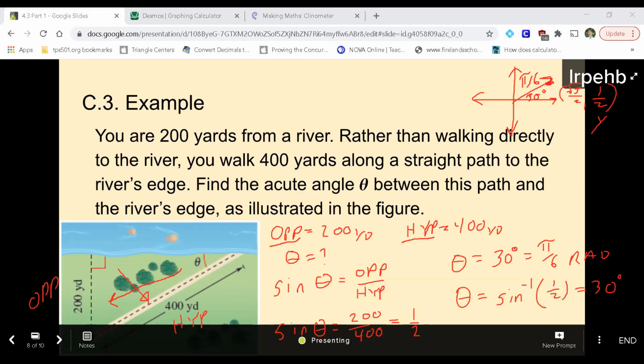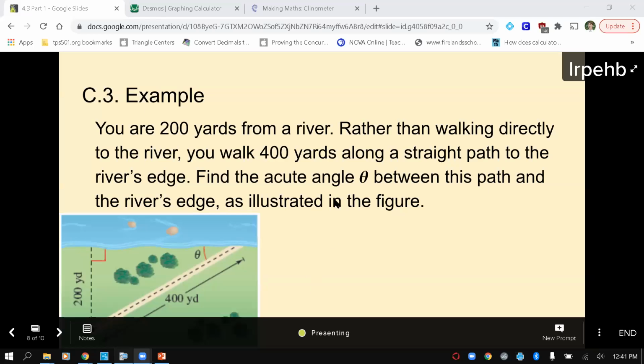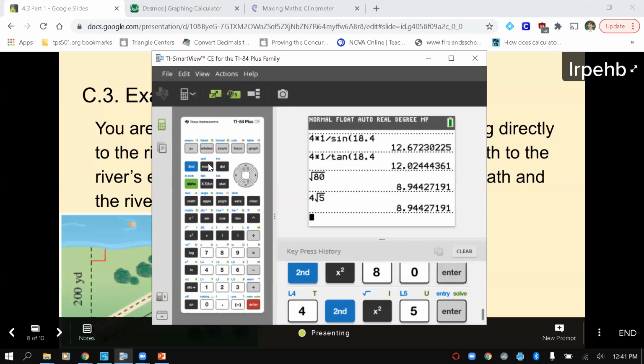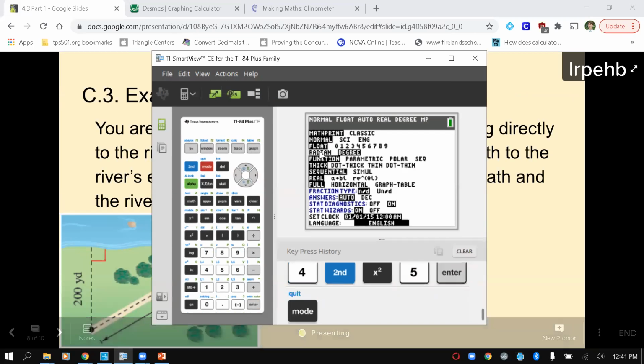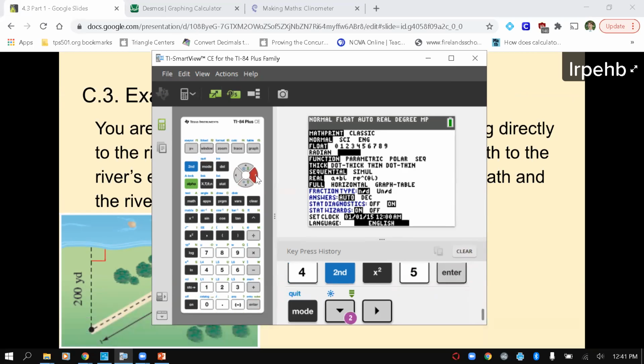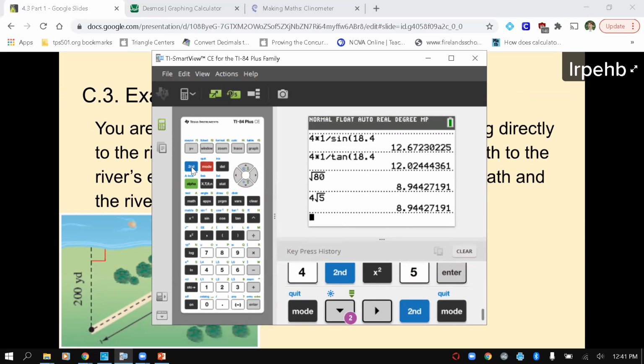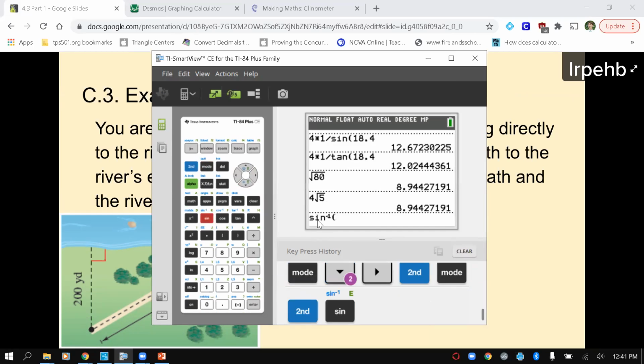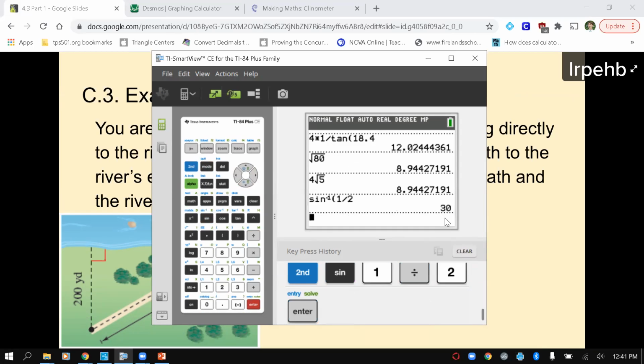Okay. Clear this. Stop share whole screen. If you pull up your calculator, to do that, first hit mode. Make sure that degree is highlighted for your mode. And then you hit second sine, and then 1 divided by 2. And you'll get 30 degrees.